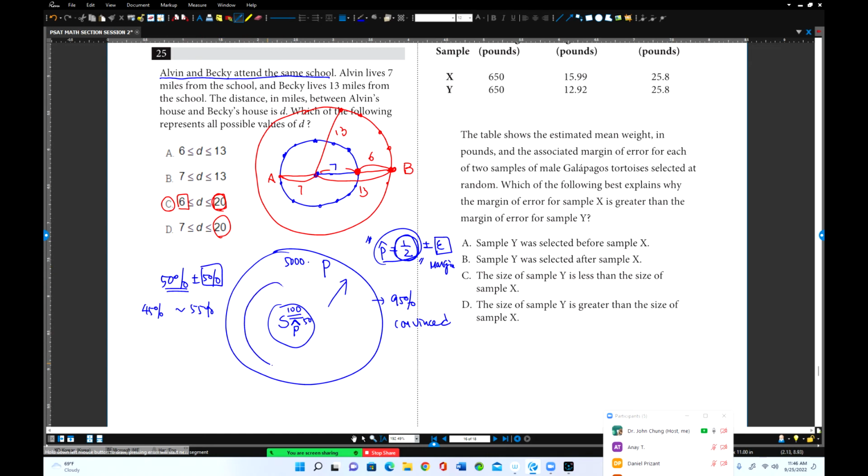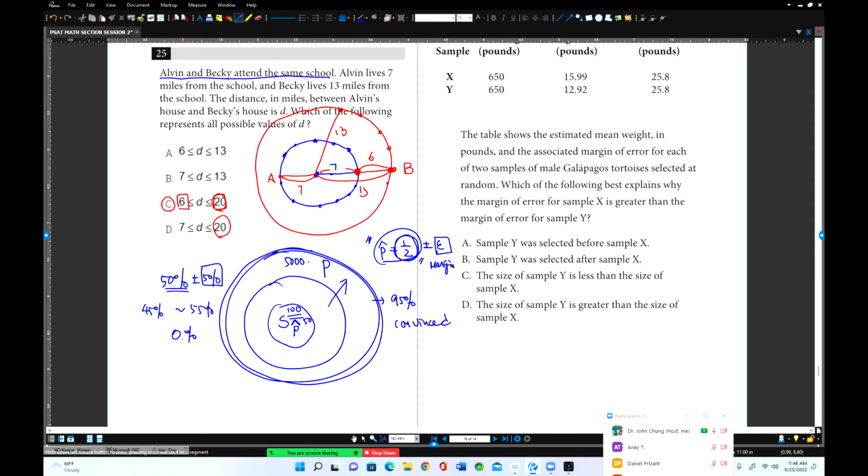If you get more people, the margin of error decreases. If you choose all 5,000, that is not a sample, right? This is kind of a census. We ask 5,000 people and we get all the answers. That's a margin of error of 0%. This is the exact number. Because that's a sample, there is always a margin of error.